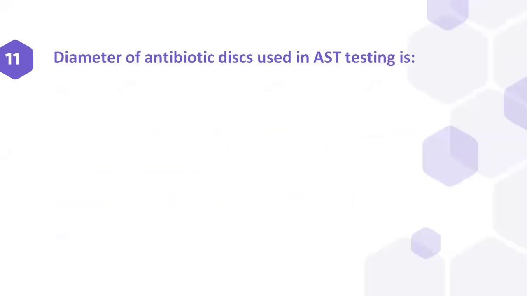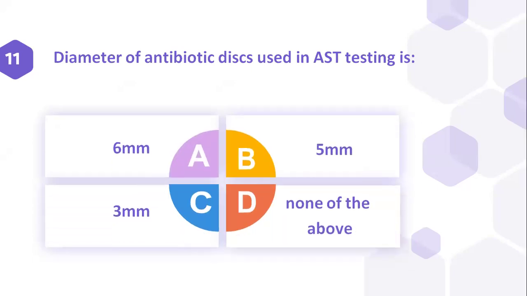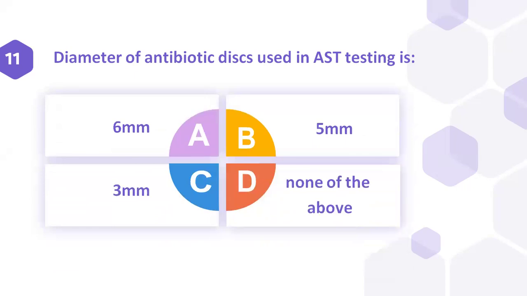Next question. Diameter of an antibiotic disc used in antimicrobial sensitivity testing is. So what is the diameter of an antibiotic disc? Option A, 6 mm, option B, 5 mm, option C, 3 mm, and option D, none of the above. The right answer is option A, 6 mm. So the filter paper disc having 6 mm diameter is used. For preparation of antibiotic discs, pure antimicrobial agents should be used. We are not supposed to use antibiotics which are intended for clinical purposes.